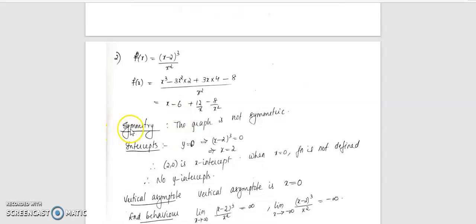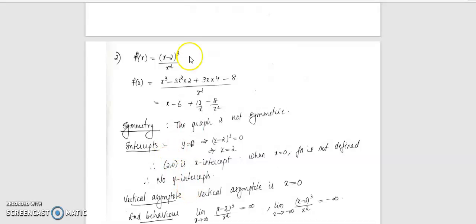When you look at the symmetry, the graph is not symmetric, neither even nor odd. Next, if you look at the intercepts, when y is 0, you will get x equal to 2. So (2, 0) is going to be the x-intercept. And when x is 0, the function is not defined, you have division by 0. So there will be no y-intercept. You have an x-intercept and there is no y-intercept.